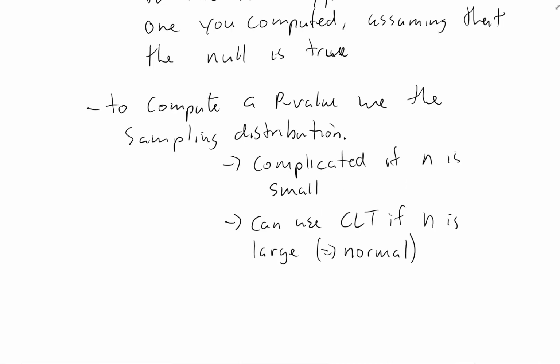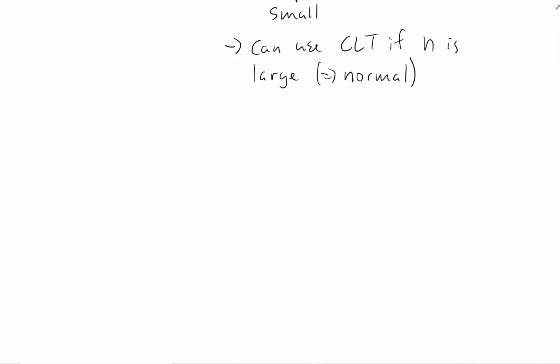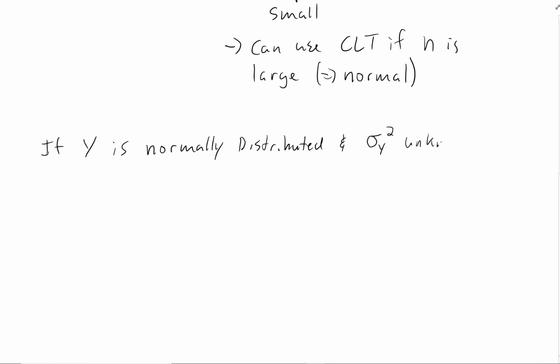That definition seems really complicated, so let's get an idea of what we're doing here. Let's say, for instance, that we know that this random variable y is distributed normally, and let's say we don't know the population variance, which is going to be true in pretty much all the applications we have.